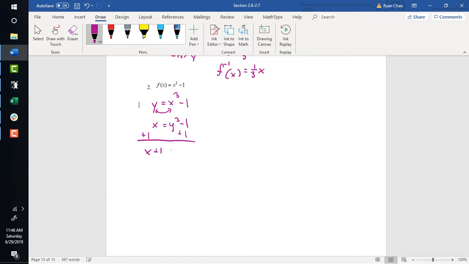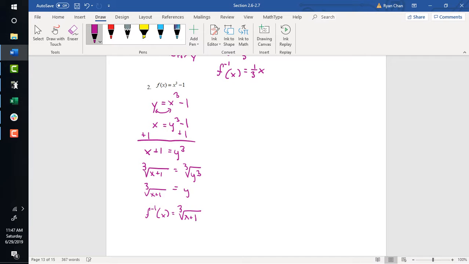Okay? So remember, what we're going to be doing now is solving for y. And then you'll take the cube root on both sides. Because if I take the cube root on both sides, the cube root cancels out with the power of 3. So I'm left with y is equal to the cube root of x plus 1, otherwise known as f inverse of x is the cube root of x plus 1.